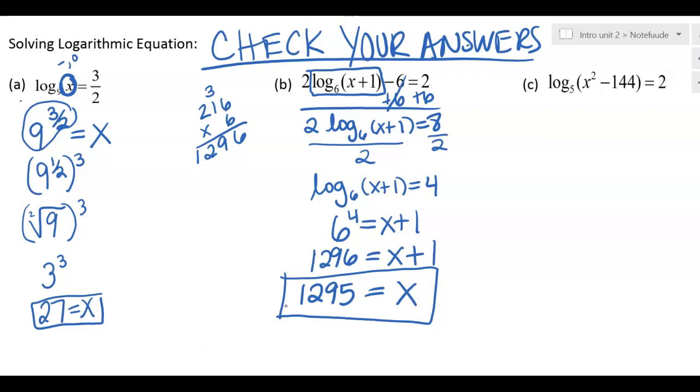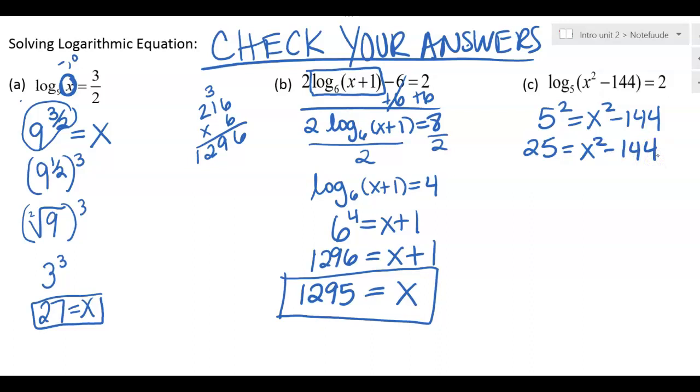Do I need to move anything before I start looking at the log? No. Okay, it's kind of set up like A. It doesn't look like A because it's more complicated, but it has the log on one side and whatever. So our strategy was then to rewrite it in exponential form. Okay, so what's the base? 5. What's the exponent? 2. And then on the other side goes everything in the log. So we get 25 equals x squared minus 144.